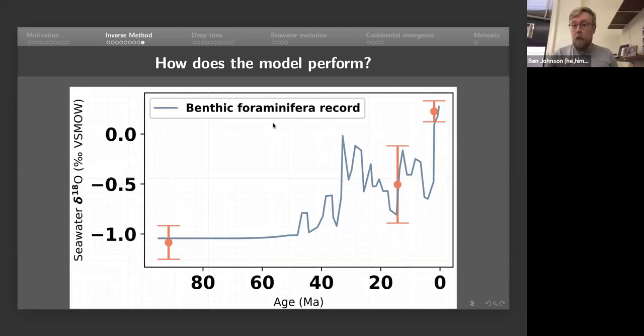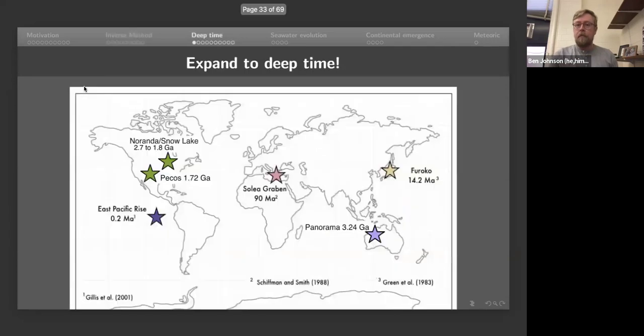So the model seems to work okay in places where we know what the answer should be. And so that makes us confident that we can extend this approach to deep time. So here's that same map with the Phanerozoic sites, and I've added now the sections we've studied in the Archean and the Proterozoic. So I'll show data from Panorama, which is a VMS deposit in Australia here, and then a couple of late Archean and a couple Proterozoic sites in North America, Noranda, Snow Lake, and Pecos Greenstone Belt here.